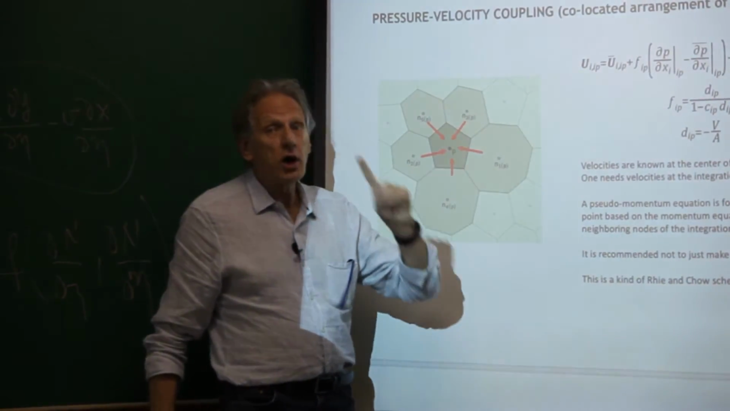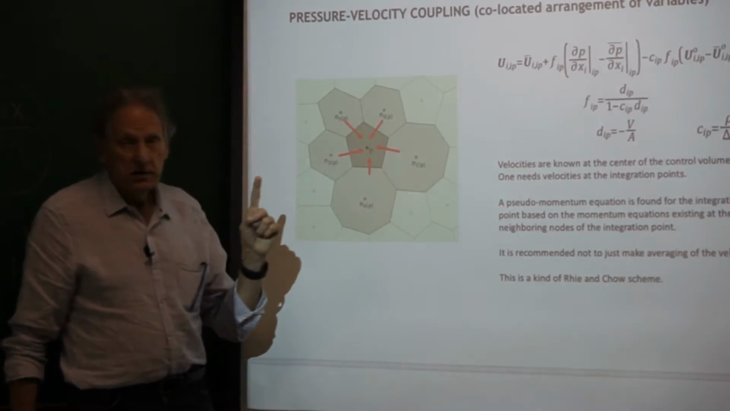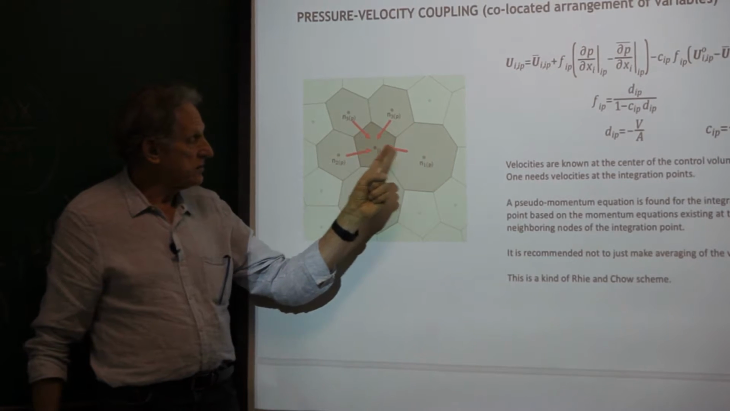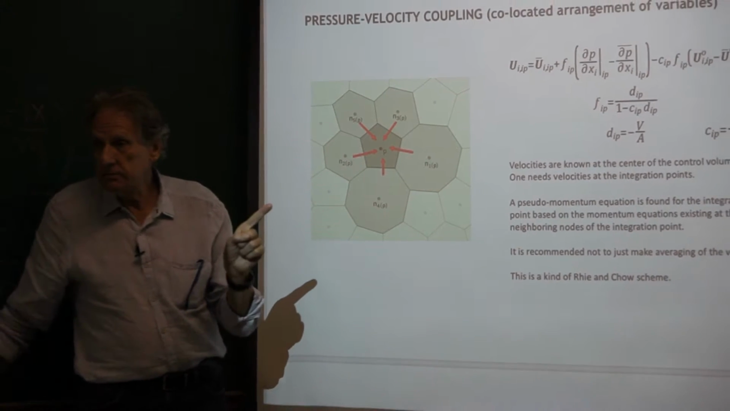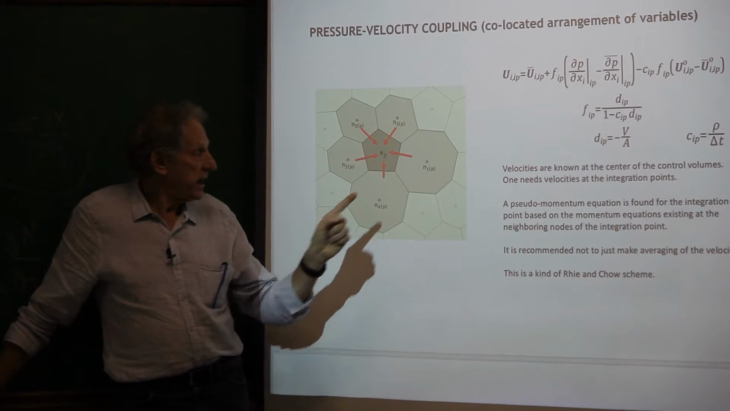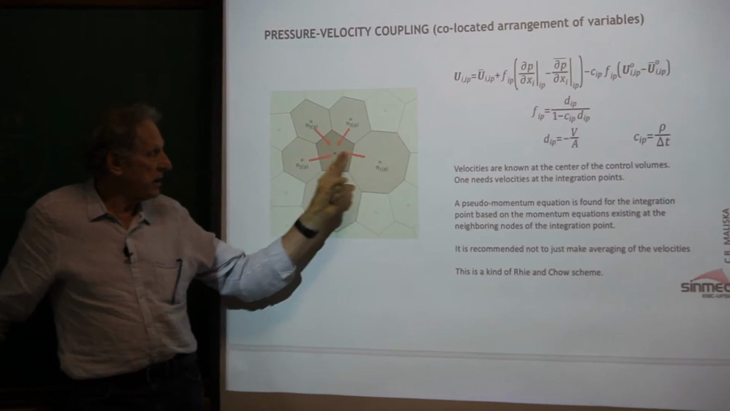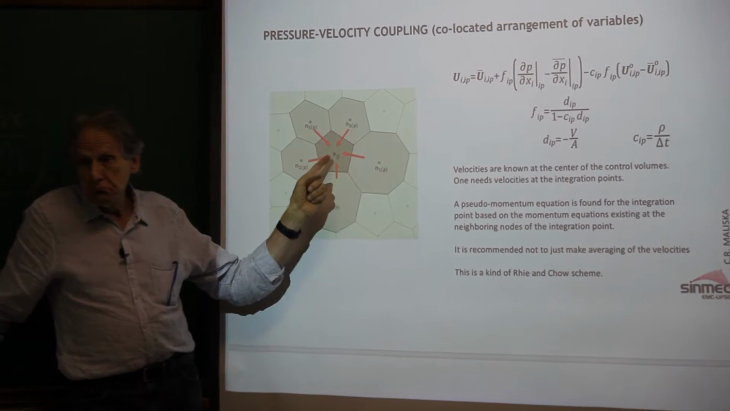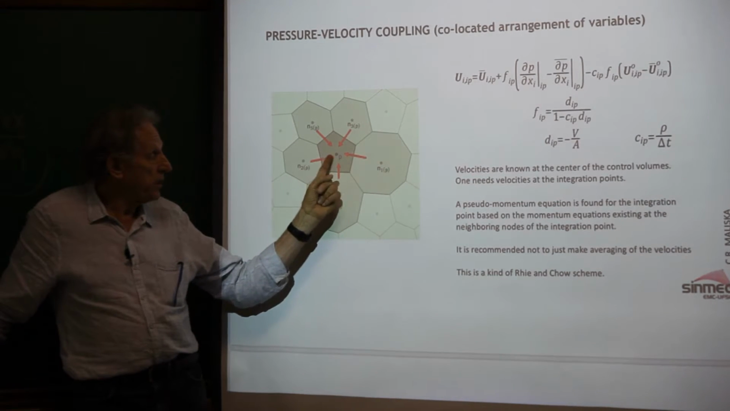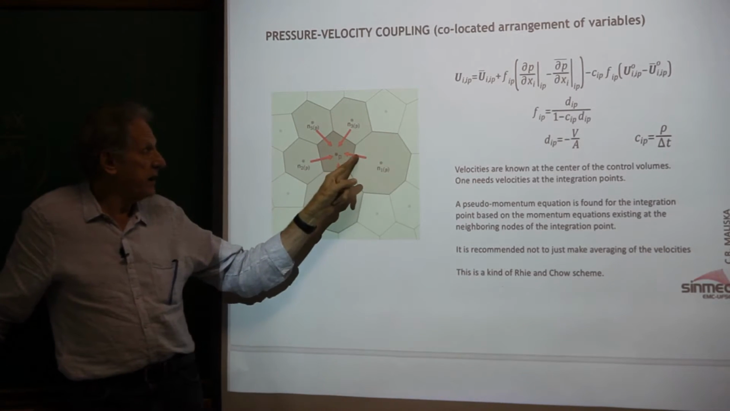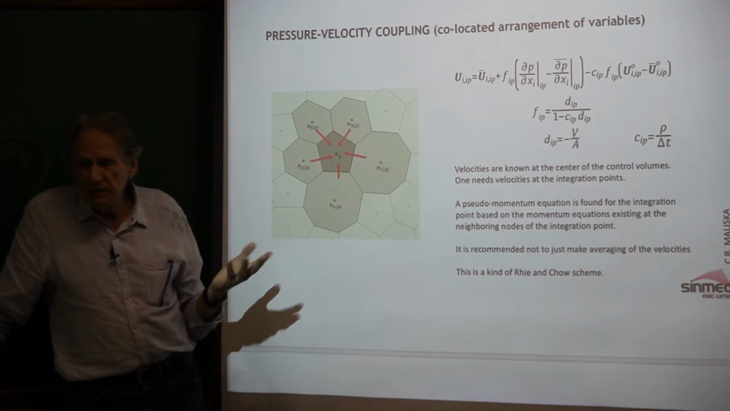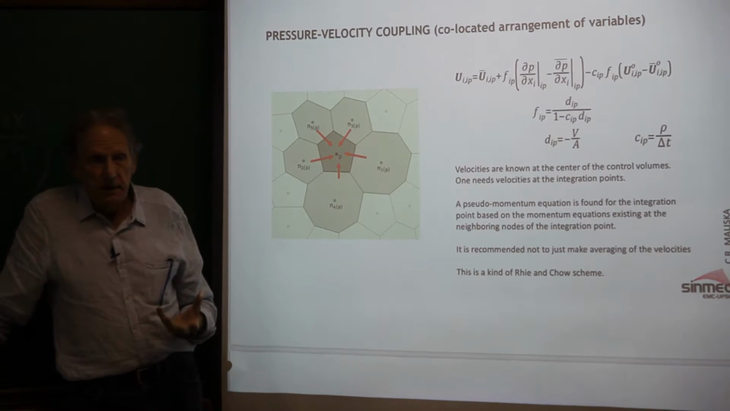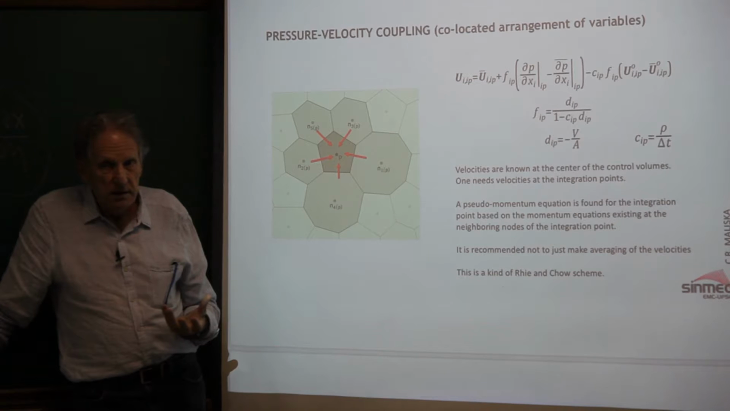It is recommended not to just use these two velocities. I could do that, right? It's easy. I have one velocity calculated here, I have another one here. What's the matter of interpolating these two velocities and finding one here? This would be the simplest way of doing that.